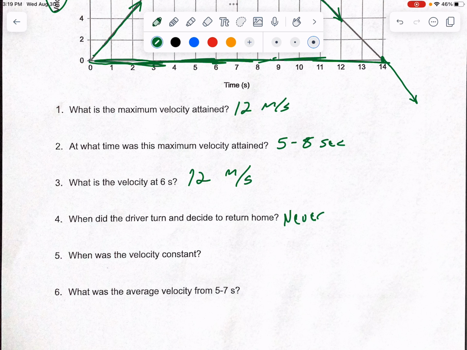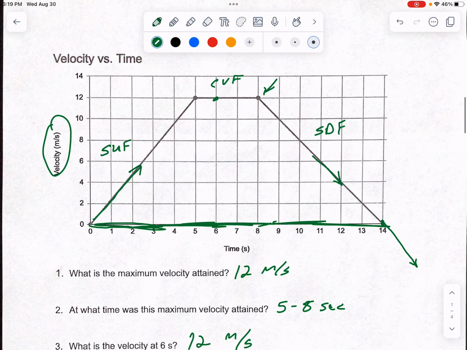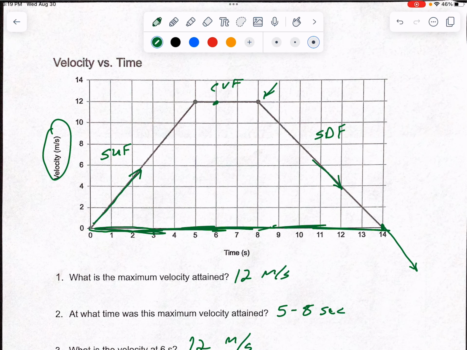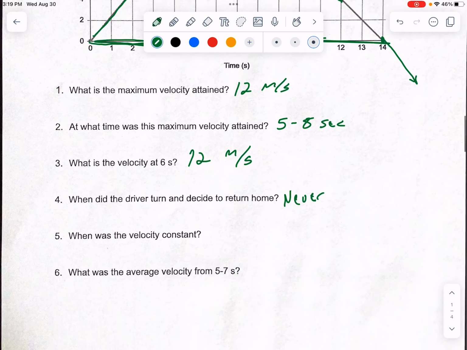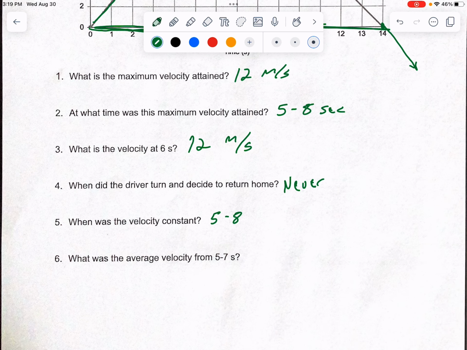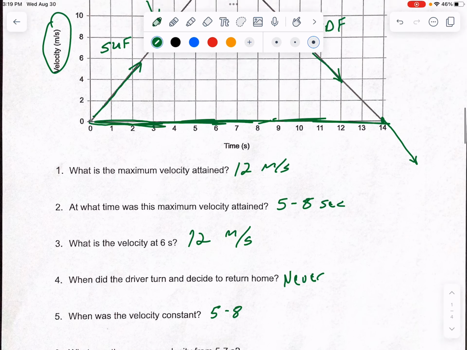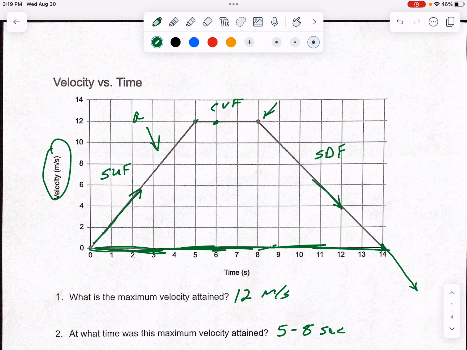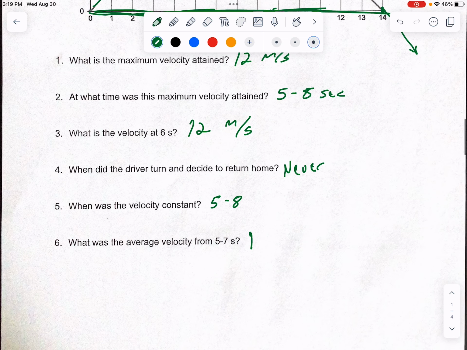When was the velocity constant? So that means we're looking for a flat line. Remember, your slope here is acceleration. If I ask about velocity, velocity is going to be your y-axis. So if I want to know constant velocity, that's just when I have a flat horizontal line, so that would be the 5 to 8 seconds. What was the average velocity from 5 to 7 seconds? Well, if my velocity was 12 at 5 seconds and 12 at 7, my average is going to be 12 meters per second.